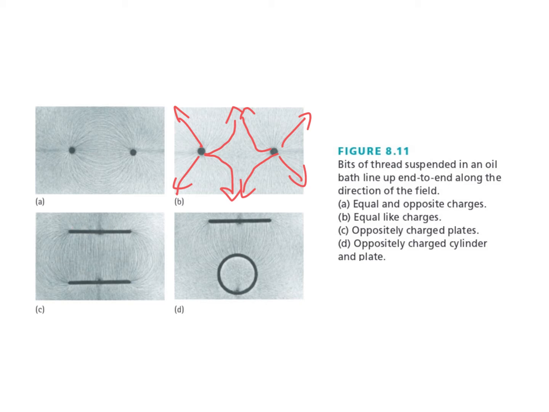Here we see in slide C two oppositely charged parallel plates. Again, in the middle, the lines are straight across, but towards the edge they curve around a little bit, which is interesting. There's a word for that curving at the edges called fringing. We say the electric field lines are fringing. You don't really need to know that, but I throw it in as an FYI.